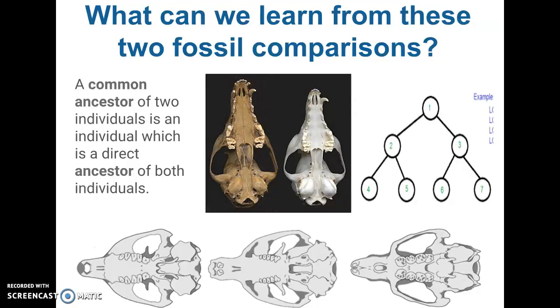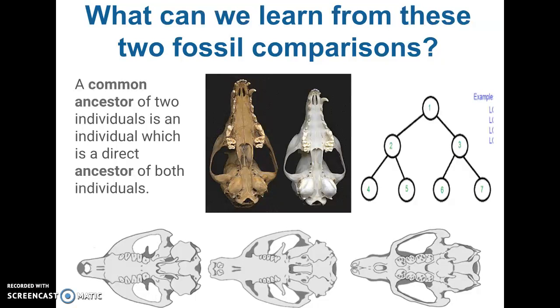So over on the right hand of your screen, you see that little upside down tree looking thing. And so you can see number 2 and number 3 share a common ancestor, which is number 1. So they are both descendants from that original species, number 1. You can also see that number 4 and number 5 have a common ancestor in number 2. So that's kind of how you read that branching diagram.